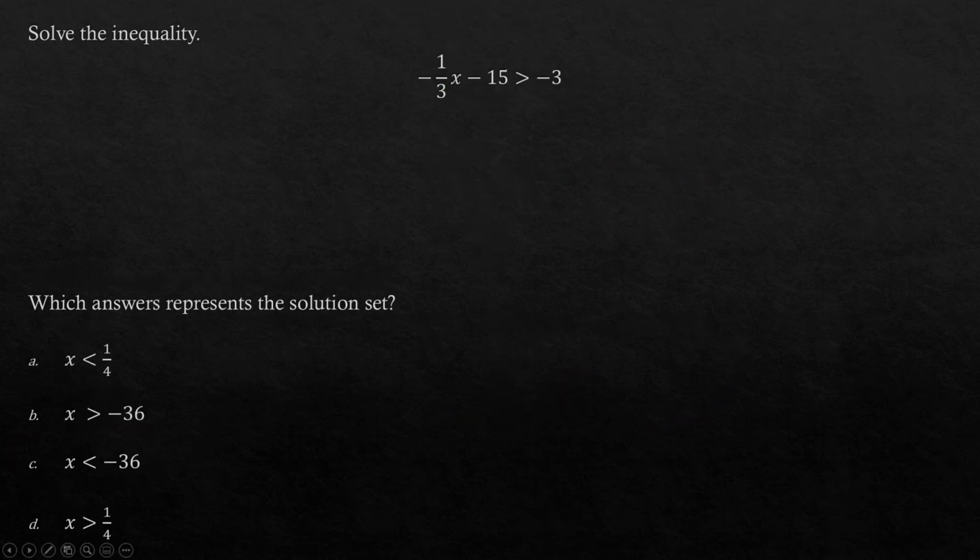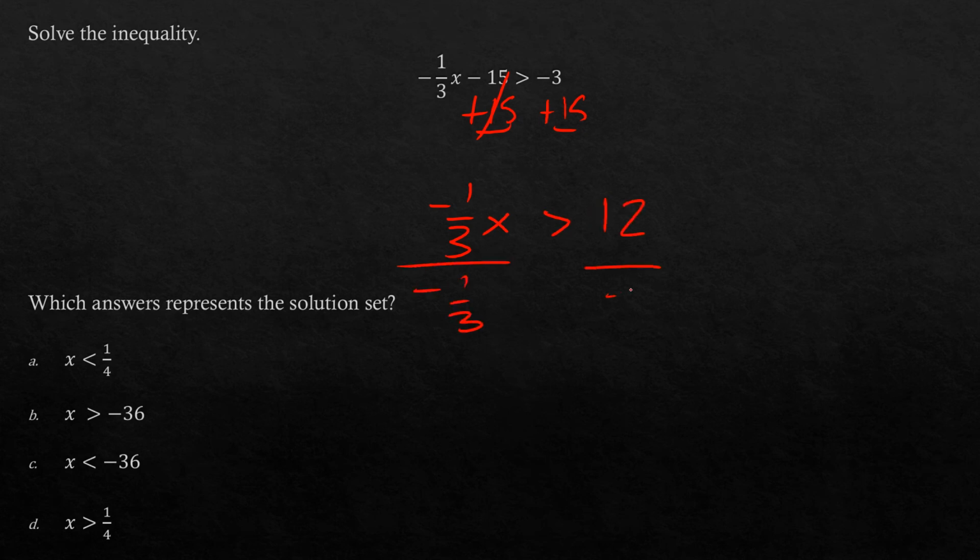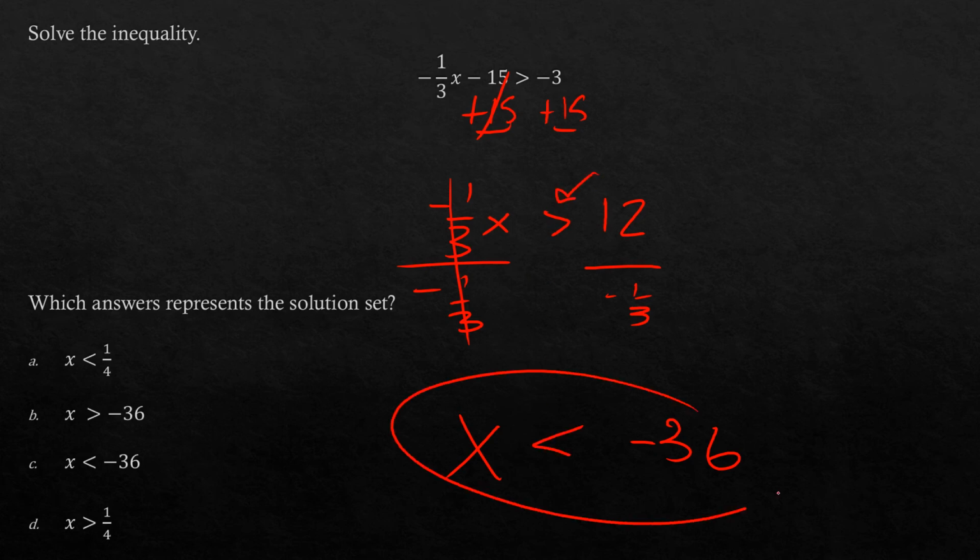Here is another one. Add 15 to both sides. Negative 1/3 x is greater than 12. Divide by negative 1/3 on both sides. This goes away. I have x. This is negative 36. Again, I am dividing by a negative, so I need to flip my inequality sign the other direction. So x is less than negative 36.